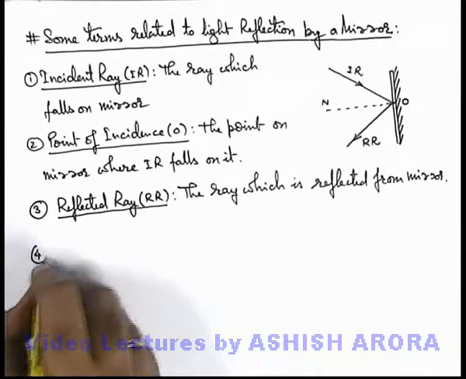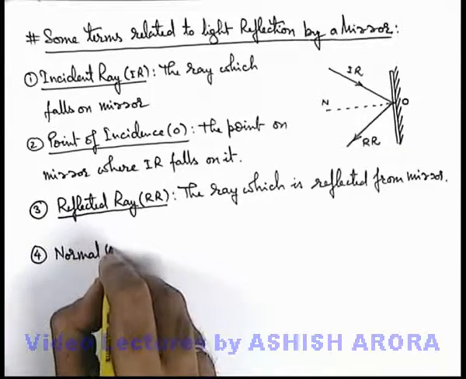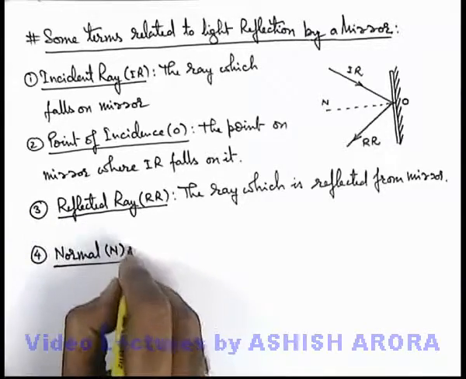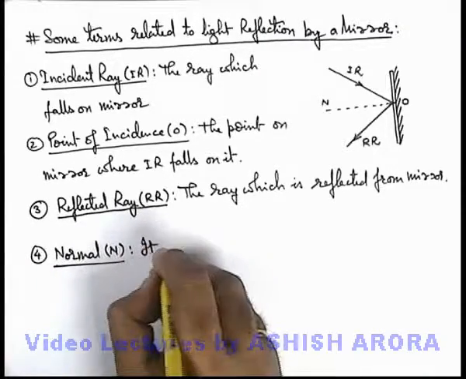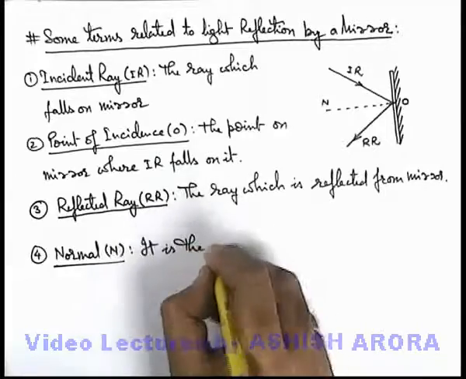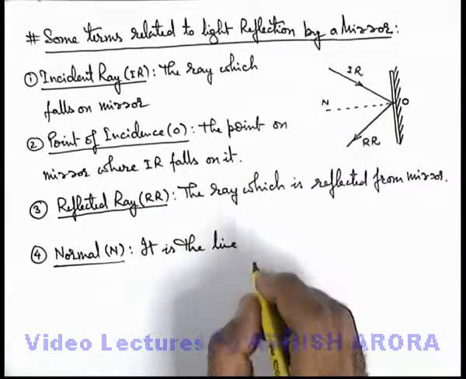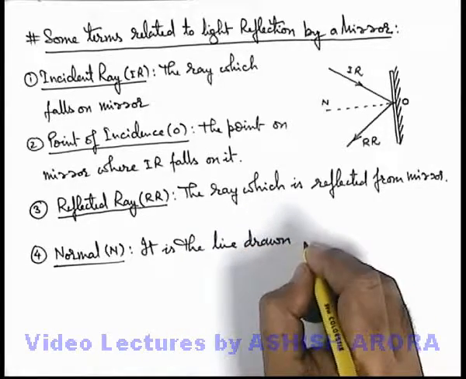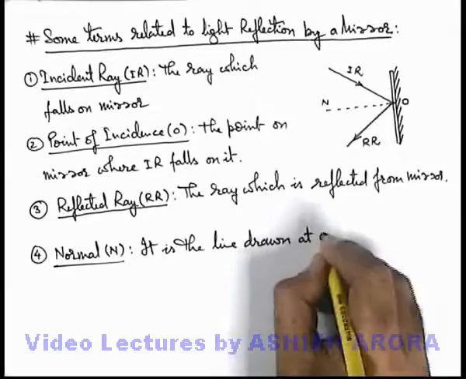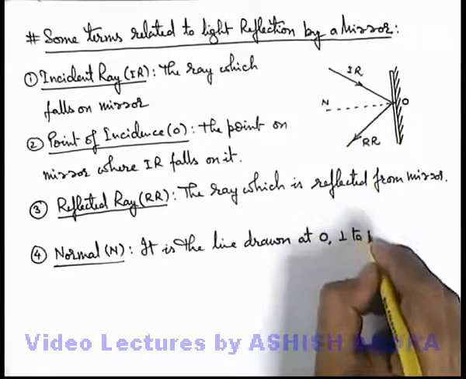Another term we can define is the normal to the mirror, or only normal, which we are denoting here by N. The normal is the line, and you can see this is the dotted line which I have drawn at O, that is the point of incidence, which is perpendicular to the mirror.